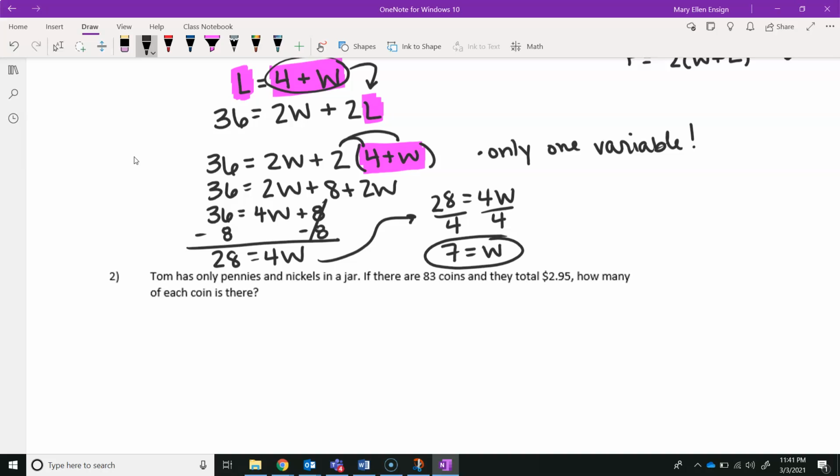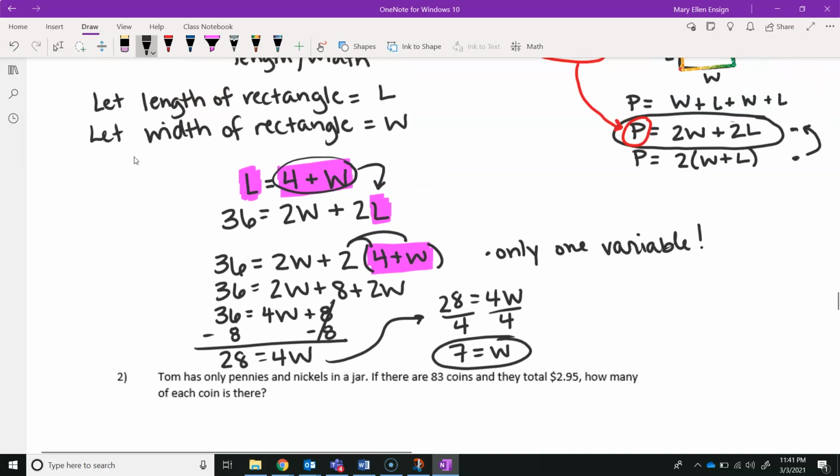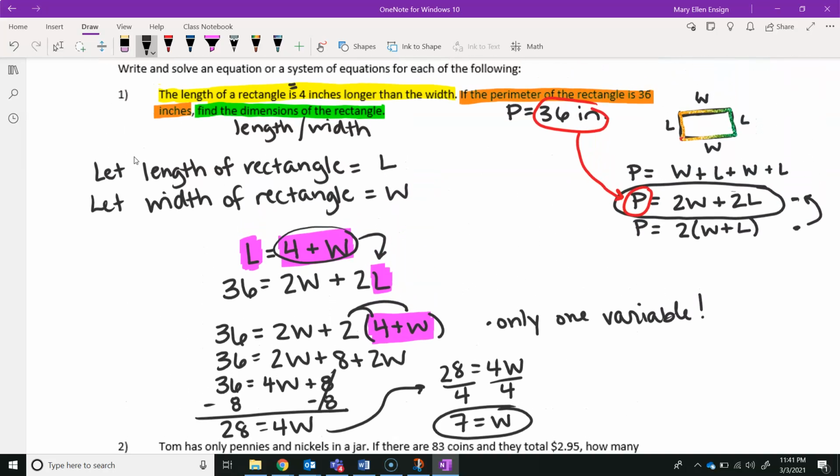Okay. Now, at the end of any problem, no matter what kind of problem you're doing, it's always good to make sure you remember what it was. Like 7 what was my context? Well, if we go back, we're talking about this rectangle, right? So this W is 7 inches. All right, now let's go back to think about our rectangle for a minute. So we know the width now. Now we need to know the length.